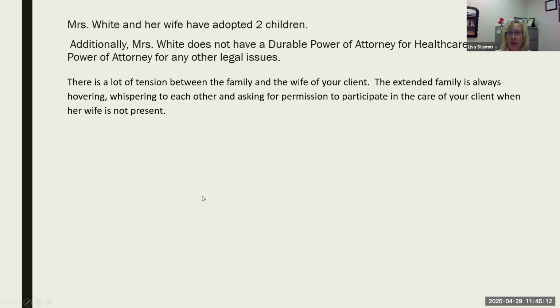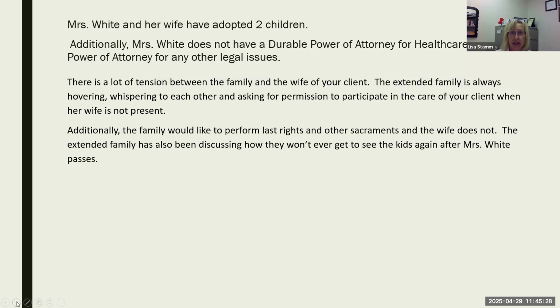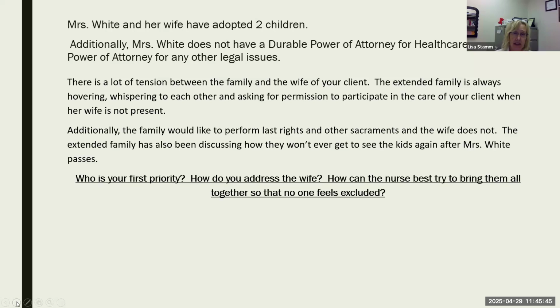So there's a lot of tension between the family and the wife of your patient. The extended family is always hovering, whispering to each other, and asking for permission to participate in the care of your patient when the wife isn't present. Additionally, the family would like to perform last rites and other sacraments, and the wife doesn't want that. The extended family has also been discussing how they won't ever get to see the kids again after Mrs. White passes. So lots of family dynamics going on.